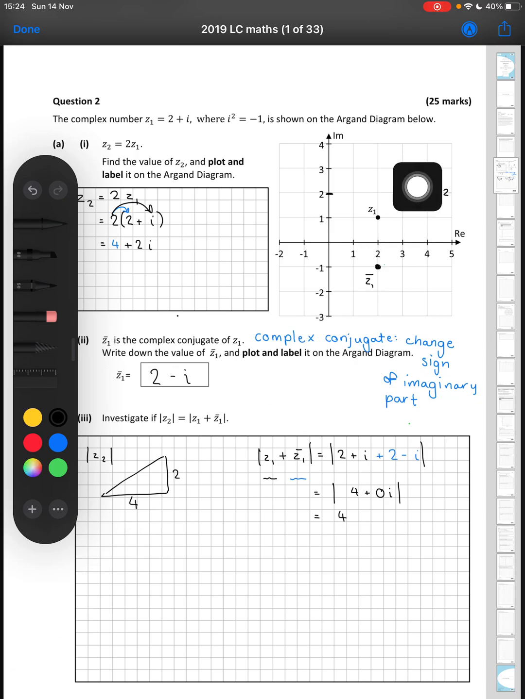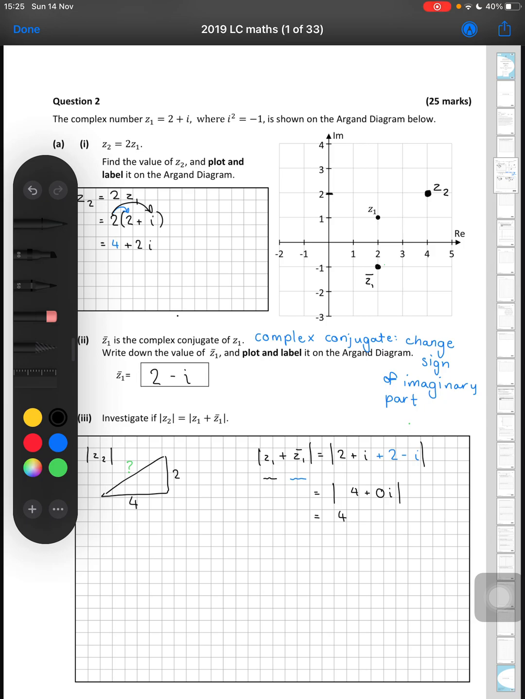Okay, so if we look here to get from this Z2 to the origin, I'm saying, okay, well, it's that line there. So I'm creating this triangle. Okay, so I'm just going to sketch out that triangle there. So I want to figure out, okay, well, what is that modulus? So we're going to use Pythagoras' theorem.